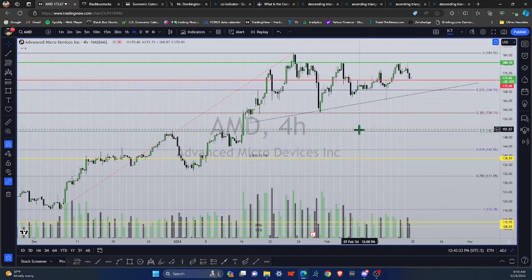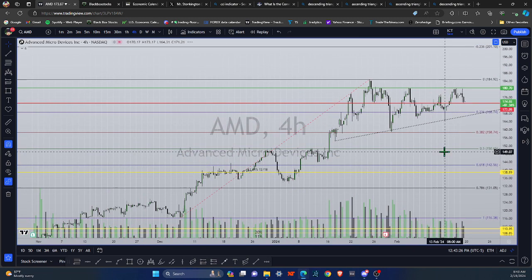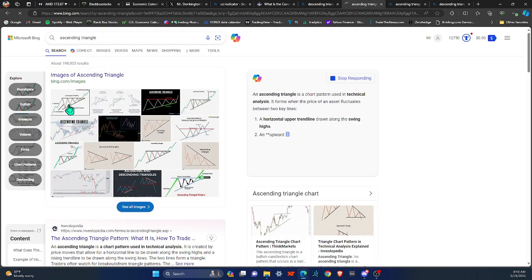Yeah, so AMD, this chart setup here would be this one. This is a much clearer example of this ascending triangle type pattern.